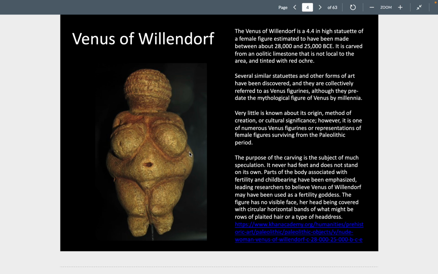We have this voluptuous, plump woman with a pubic triangle, really nice knees, no feet, thin arms cradling her breasts. And then we don't see a face. We see either a headdress or hair wrapped around the head, very kind of mysterious. What was this used for? Well, we might find the answers in contemporary societies that practice shamanistic religions.